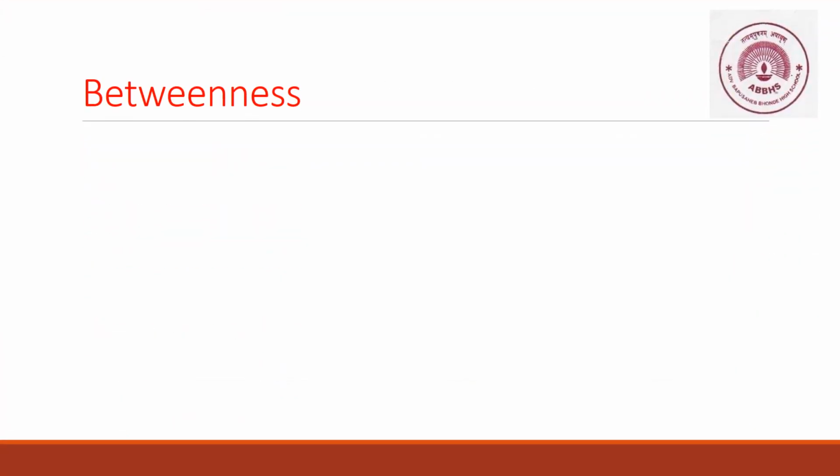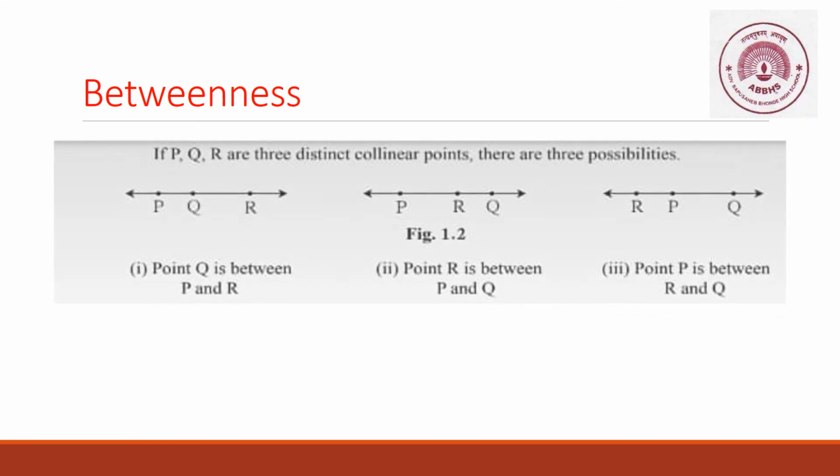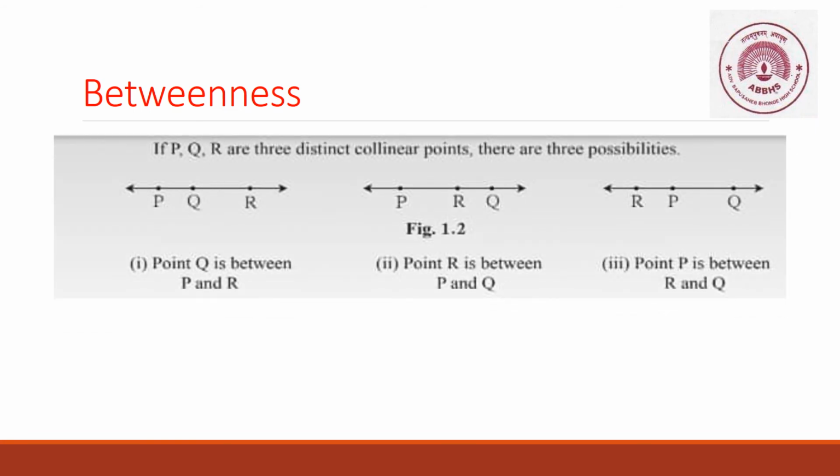Next is betweenness. See here, you can see 3 number lines and some points are marked on each number line. First one, 3 points P, Q, R. These 3 points are distinct points and they are collinear points also. Collinear points means they lie on the same straight line. So if there are 3 distinct collinear points, there are 3 possibilities.